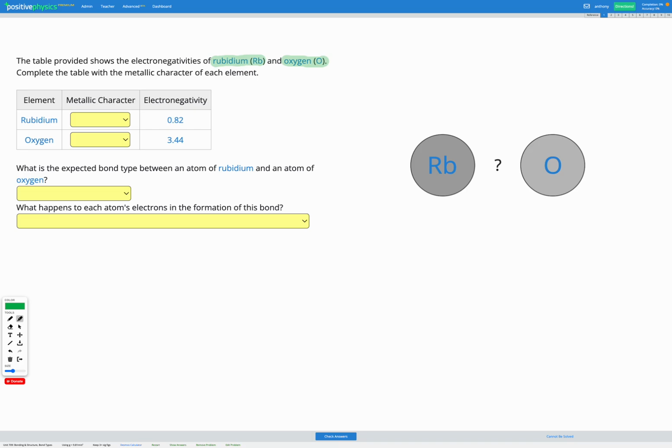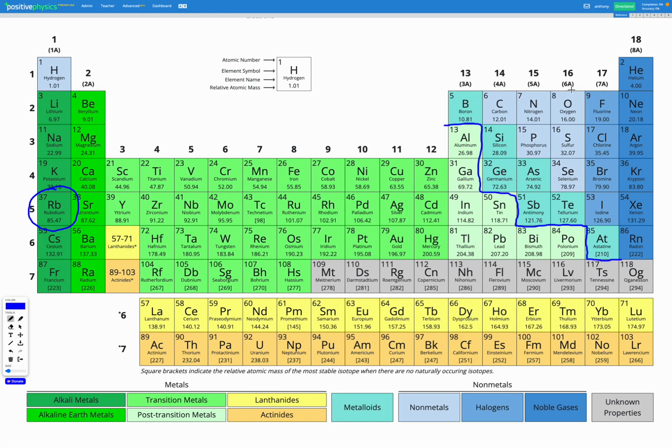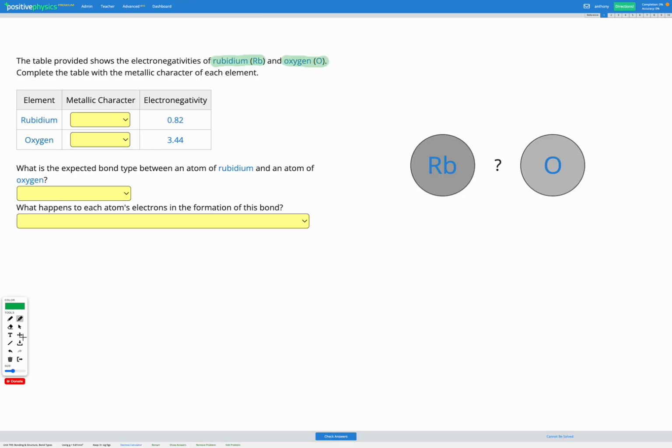Our other element was oxygen. Oxygen is up here. It's in that pale blue color, which according to our legend means it's a non-metal. We can also just think of it as anything above and to the right of this line here that I just drew is a non-metal. Those ones in the middle are our metalloids in that kind of bluey green color. So rubidium is a metal, oxygen is a non-metal.